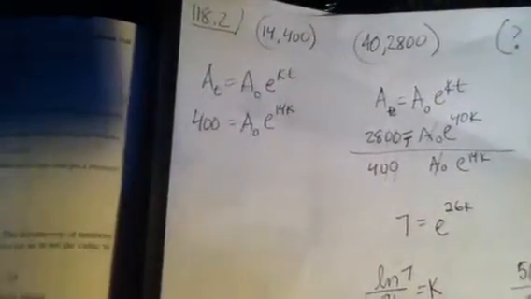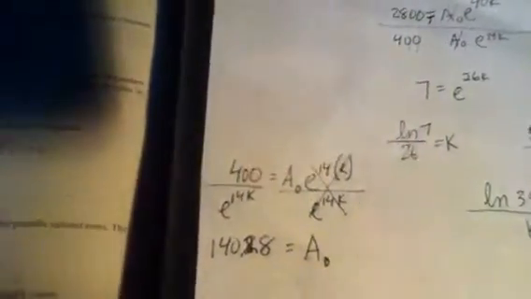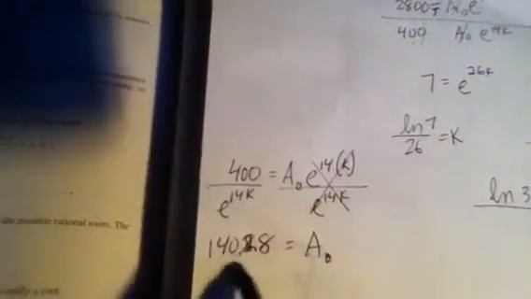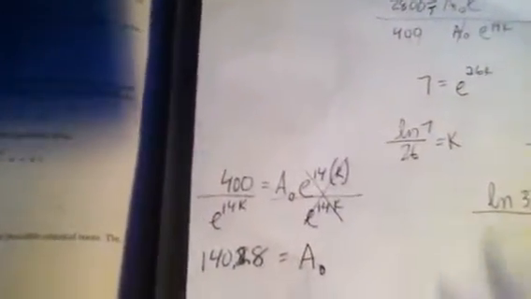So now I want to find a sub 0. So I plug k in right there. Then I'll be able to find A of 0, or the starting number. I divided both sides. Then I went 400 divided by e to the 14 times that number. Had to put it in my calculator. I got 140.28-ish. I know that's A of 0.